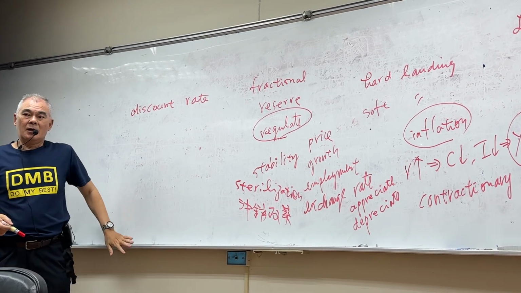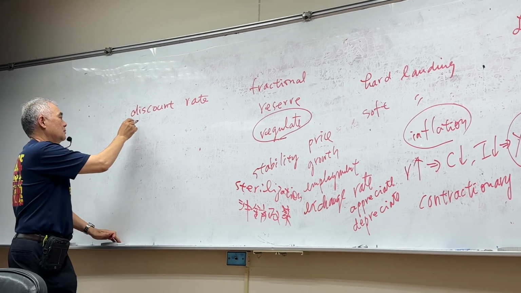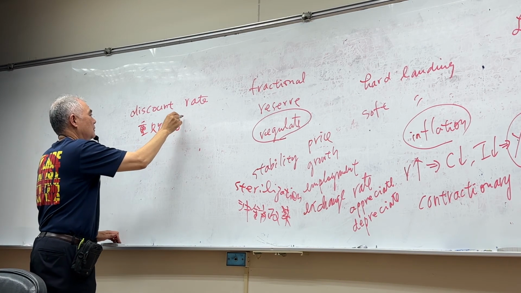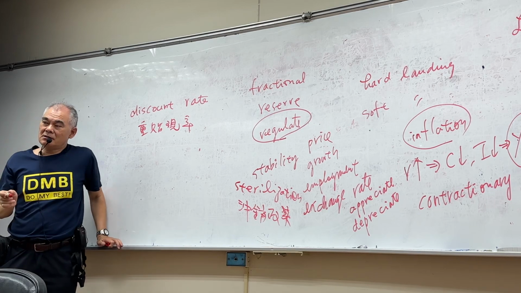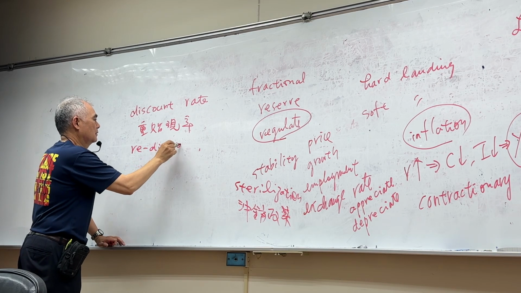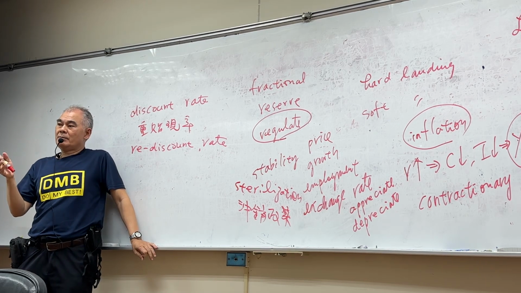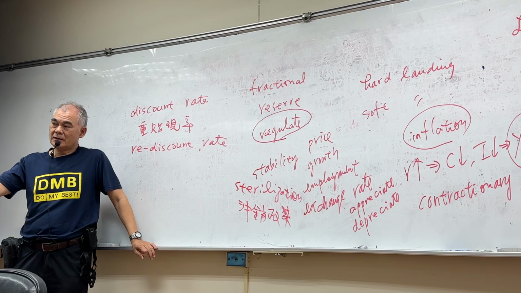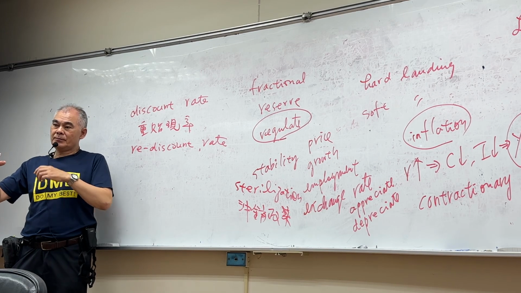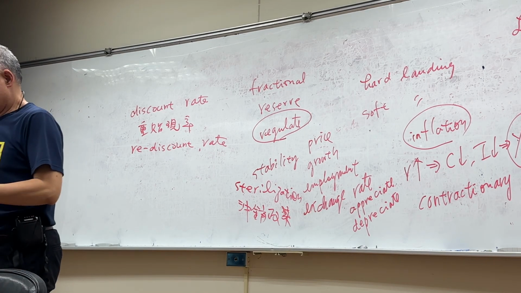Even though we say it is discount rate, the actual translation is this. In the 1970s, this word existed, called rediscount rate. So what is this? When people borrow money from commercial banks, we call it discount. Usually you write a commercial paper.